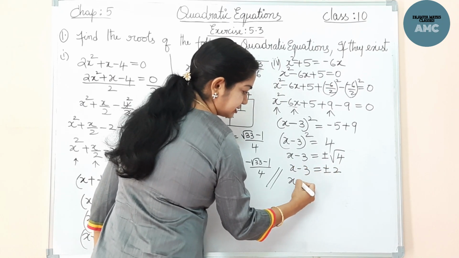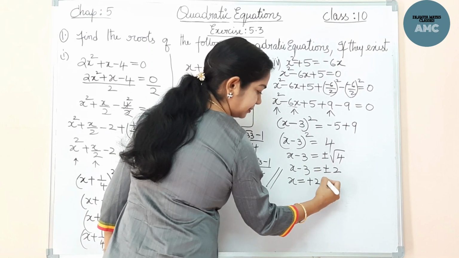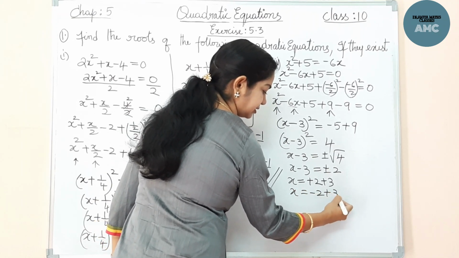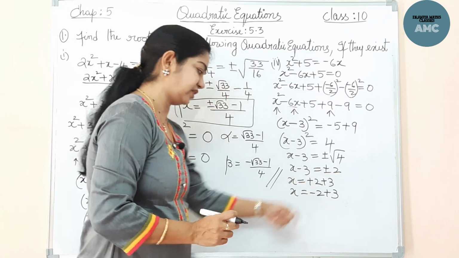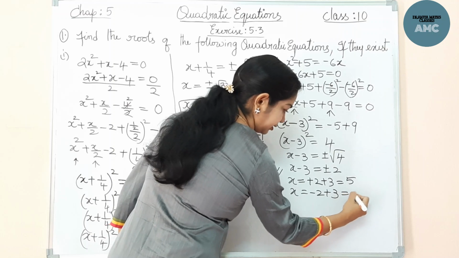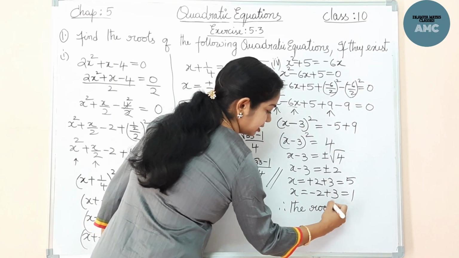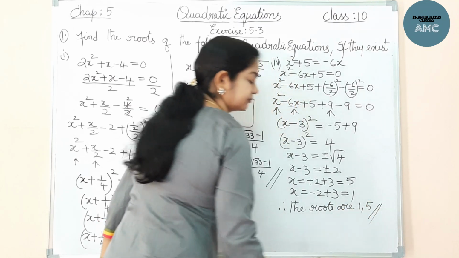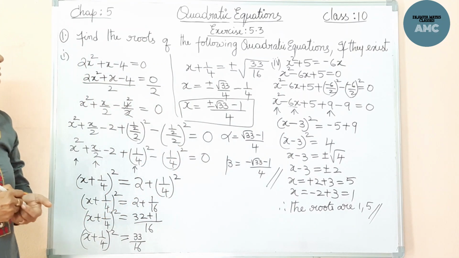Now if x minus 3 equal to plus 2, if you shift this, plus 3, x is equal to 2 plus 3. So there are two terms, plus or minus 2. Plus 2 and minus 2 I have taken. You will be getting 5 here, here 1. Therefore, the roots, the alpha and beta, the roots are 1, 5. Okay, like this we will be doing. And with this, we completed.